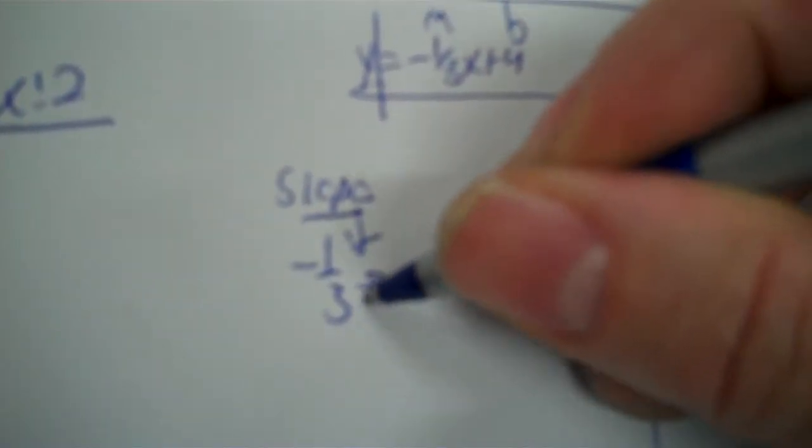Again, if you want to put b with the y, that's fine, okay? b is a y coordinate, okay? So up at 4. It's in the middle of the x and up 4. Then down 1, forward 3.